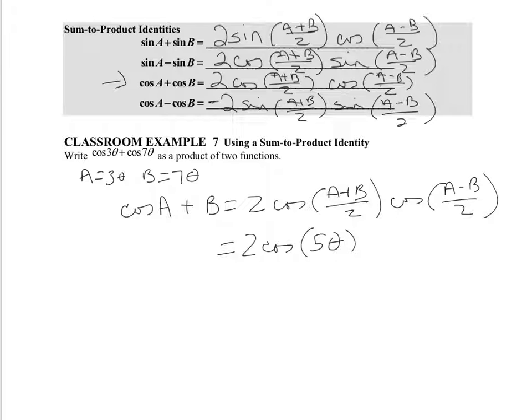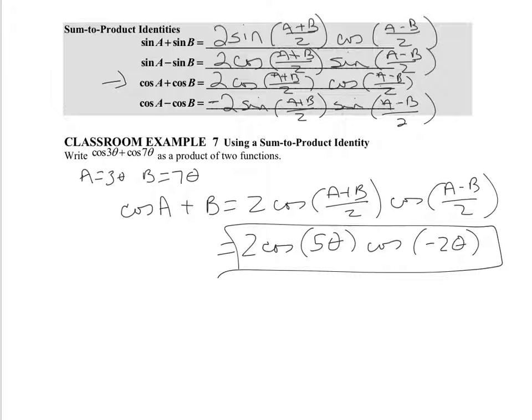And then when we go to the cosine of A minus B, if A is 3 theta and B is 7 theta, what do I get when I subtract those? A negative 4 theta. Divided by 2 turns into negative 2 theta. And you're done. That's all you have to do.